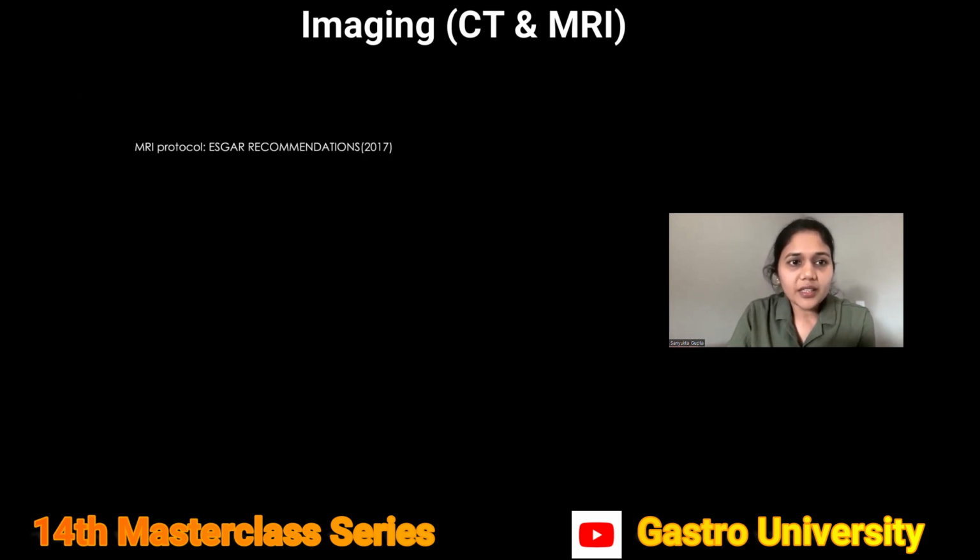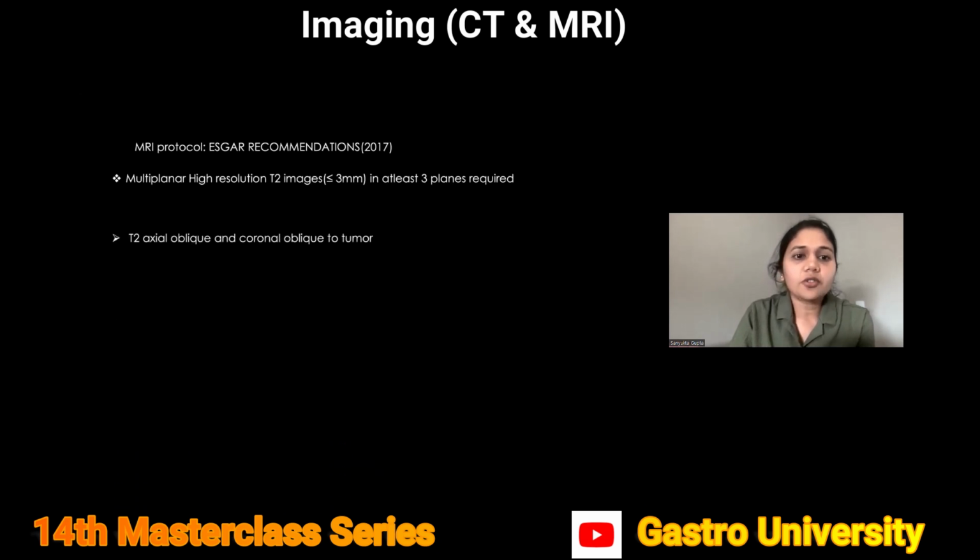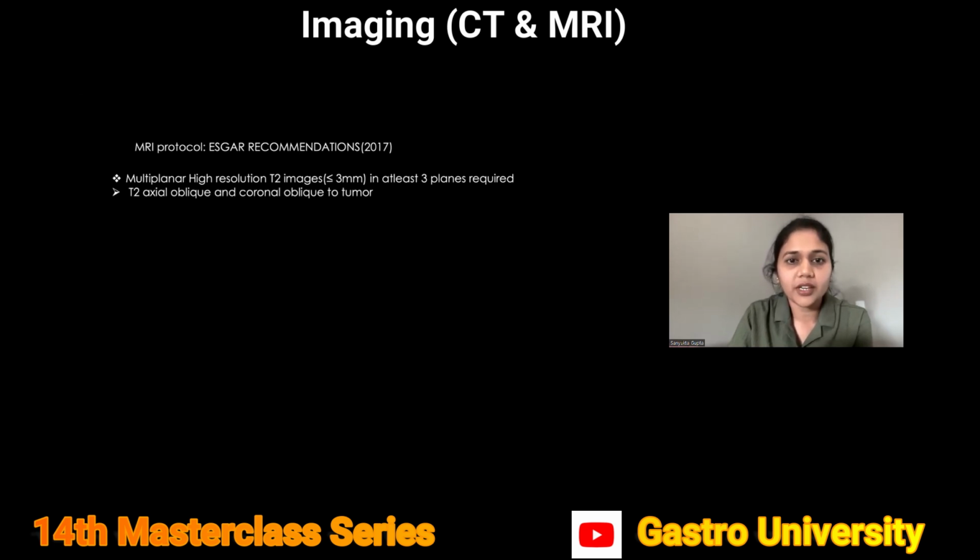So this is the basic MRI protocol. We need no IV contrast, we just need high resolution T2 weighted images, and these T2 weighted images have to be orthogonal to the tumor. So basically it has axial oblique and coronal oblique to the tumor. Now this is very important. When the technician does not know where to take the scan, how to acquire the scan, this will lead to a misreading of the scan.